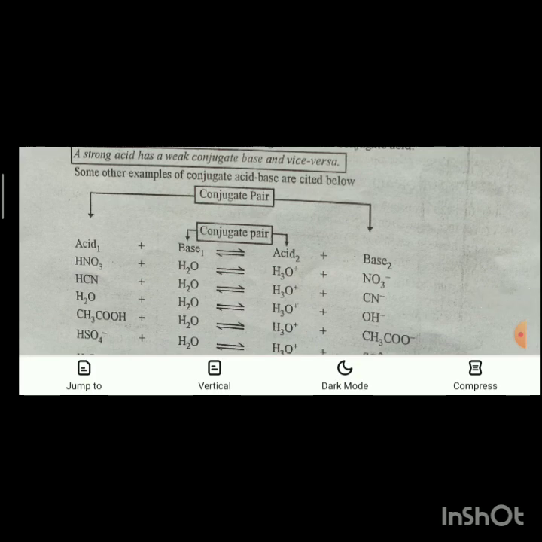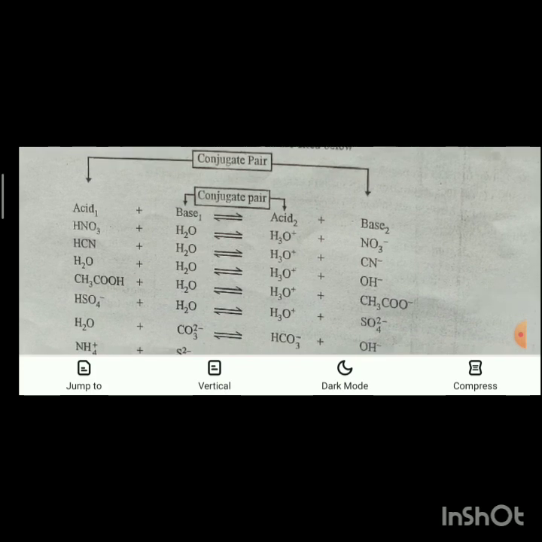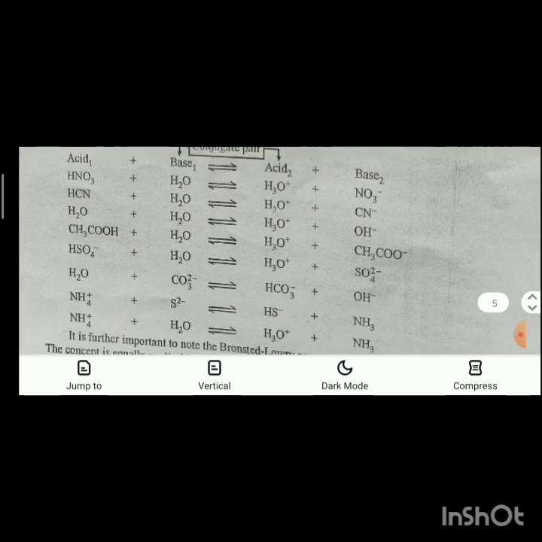Conjugate pair: HNO3 plus H2O, all in the equilibrium state, H3O+ plus NO3-. HCN plus H2O in equilibrium with H3O+ plus CN-. H2O plus H2O in equilibrium with H3O+ plus OH-. CH3COOH plus H2O in equilibrium with H3O+ plus CH3COO-. HSO4- plus H2O in equilibrium with H3O+ plus SO4 2-.